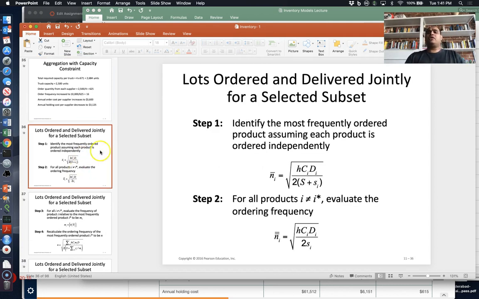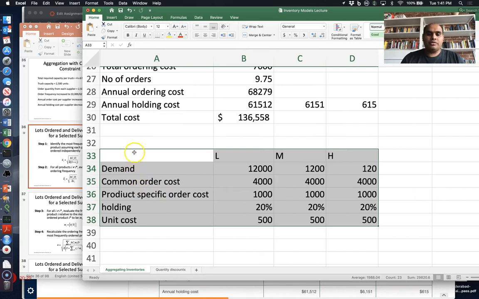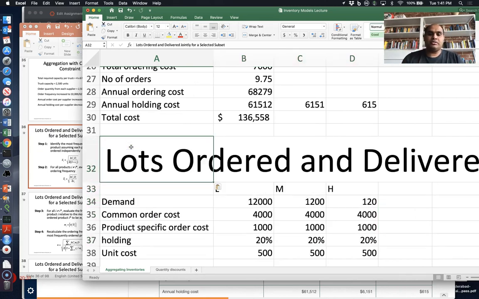Now, the last one we'll talk about is slightly more complicated, which is lots ordered and delivered jointly, but only for a selected subset, right? So what this means is that we will order, so let's say that we have 50 products, right?